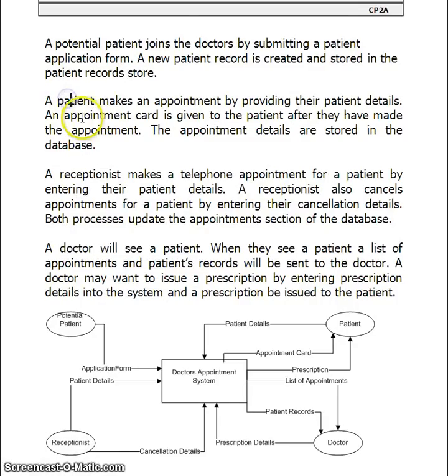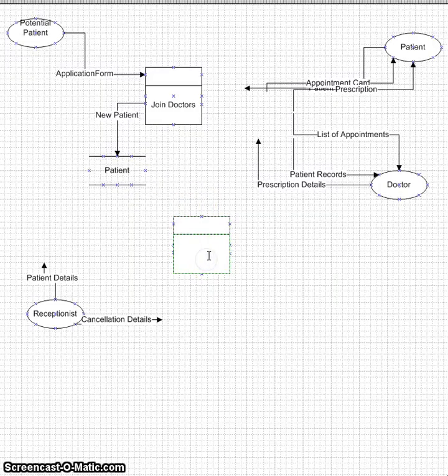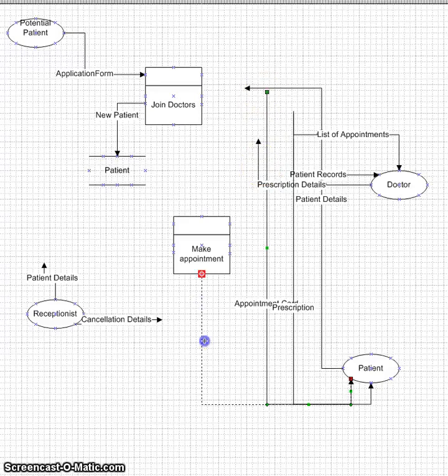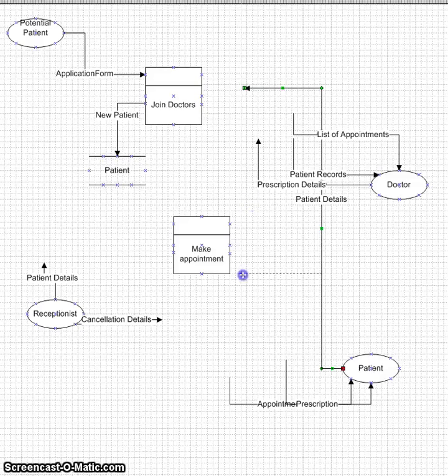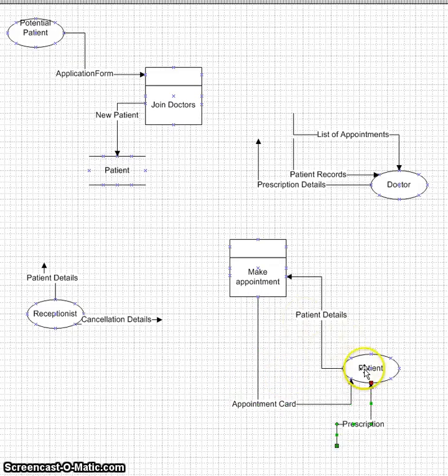So that's the first one matched up, and we've got to match all these arrows up so we've covered it all. The second thing that's happening is a patient makes an appointment. So if we go back here and make appointment, and it's the patient doing that, so we'll bring the patient down here, and bring all these back in. These have all been created from our context diagram. There we go. So we've got the patient's details, make an appointment, and the appointment card comes out of there. Just move that back over here for a minute.